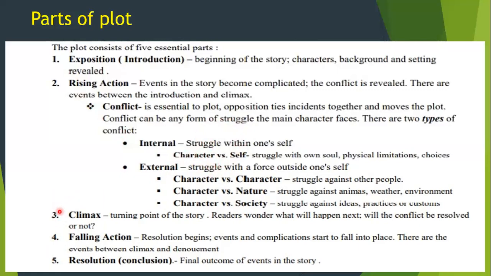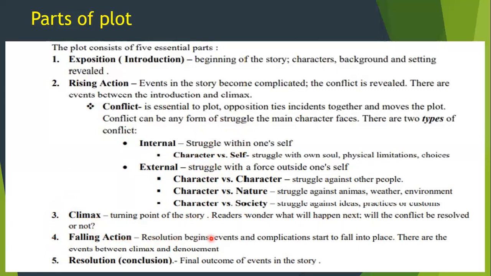نأتي إلى الجزء الثالث ب part of plot. It is the climax. It is the turning point of the story. Readers wonder what will happen next. Will the conflict be resolved or not? And part number 4, the falling action.